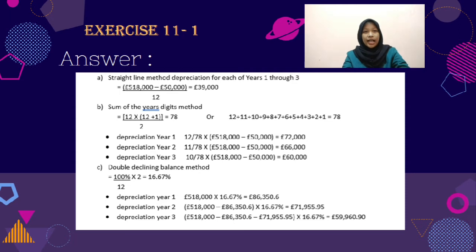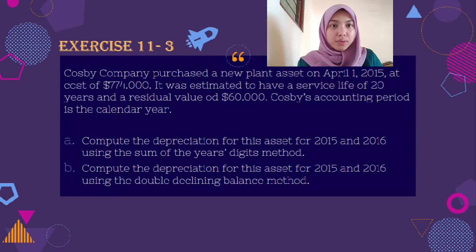518,000 minus 86,350.6 minus 71,955.95 multiplied by 16.67% is 59,960.90. I will answer exercise 11.3.